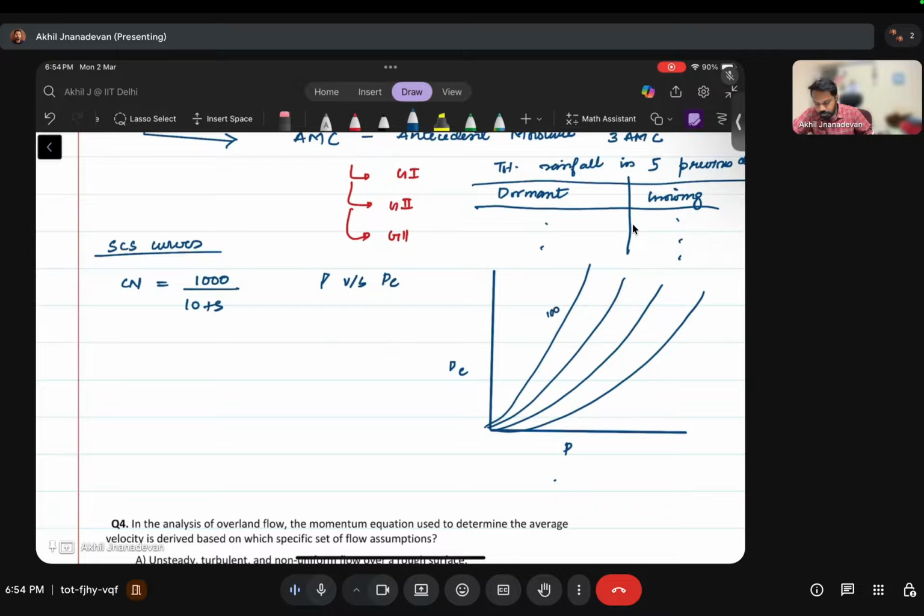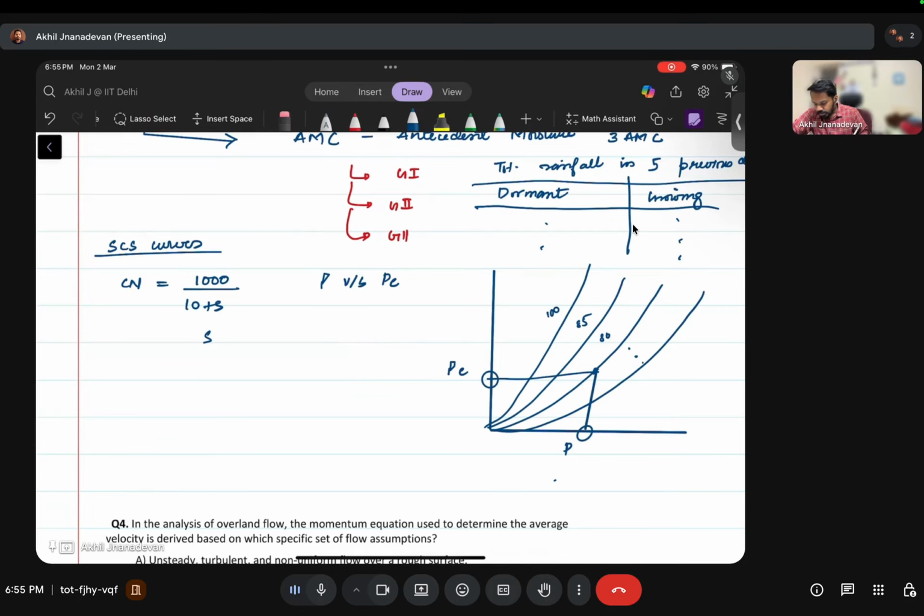So this is for curve number 100, this is for curve number 85, 80, and so on, right? So here, if we find the precipitation P, and measure the PE, the runoff happening at the outlet for this particular precipitation, then whichever curve these two values meet, that is the curve number, right? So we can put it here and we will get the specific retention.